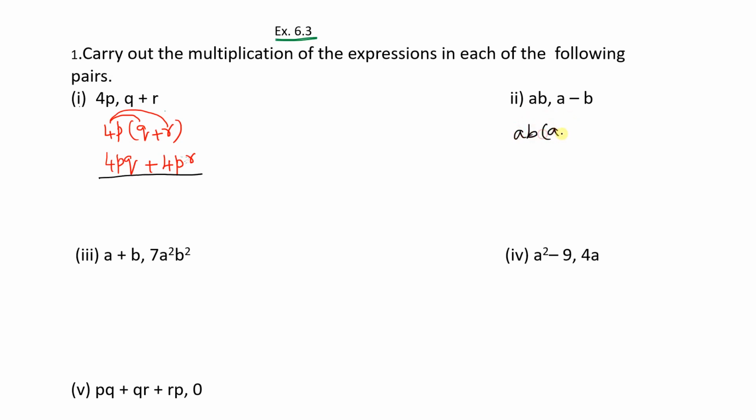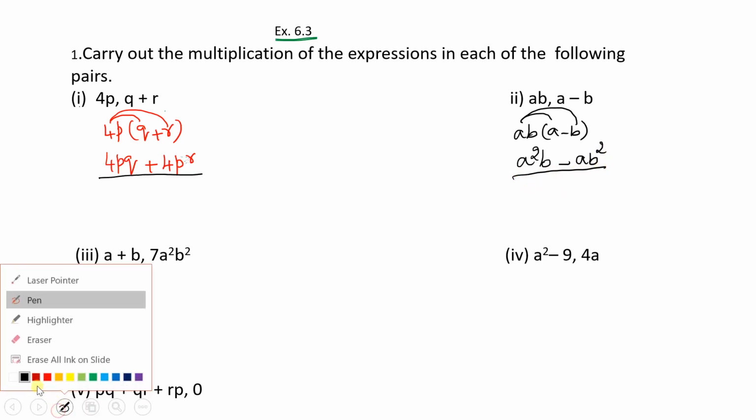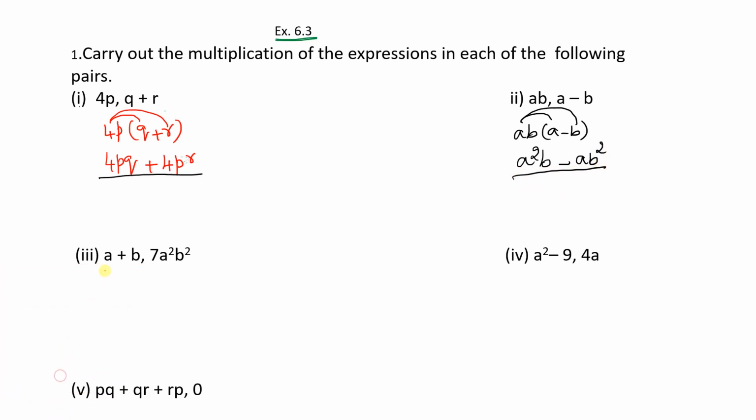ab into (a minus b). ab is the monomial, a minus b is the binomial. So you need to multiply, same rule you are applying. ab into a minus ab into b. So ab into a is a square b, minus ab into b is ab square. You are following the distributive property. That's all. Next.